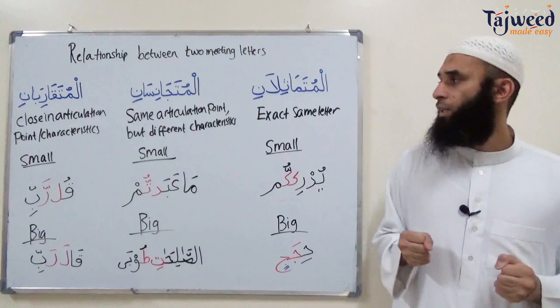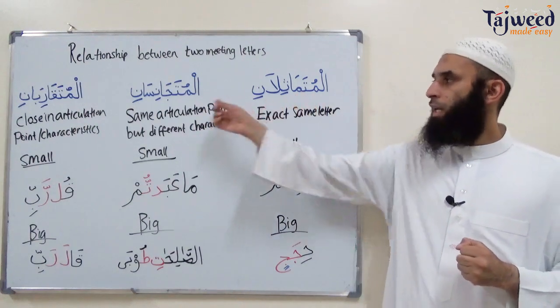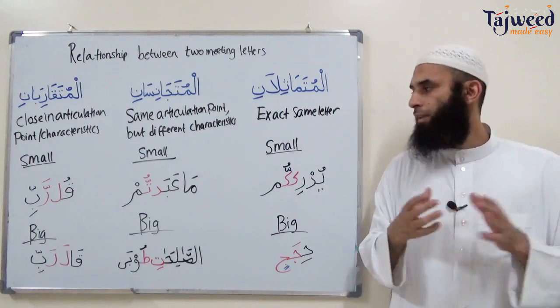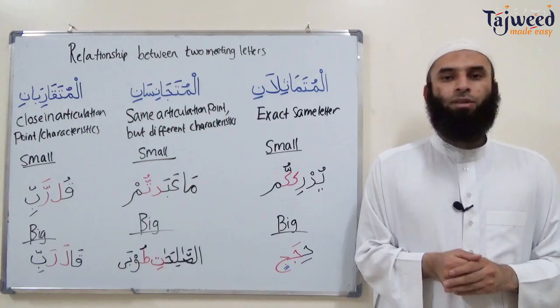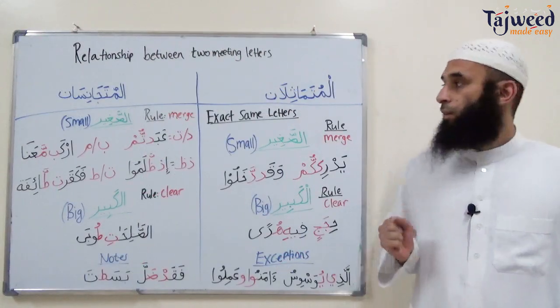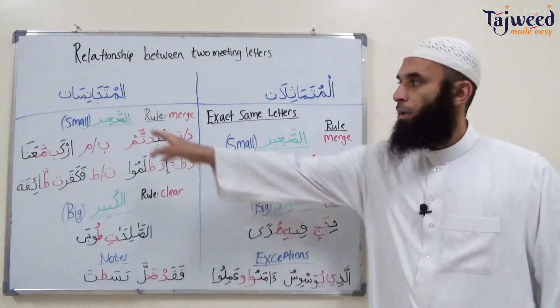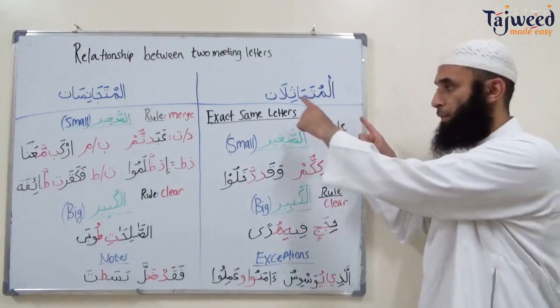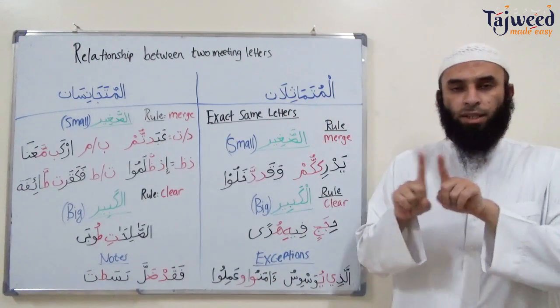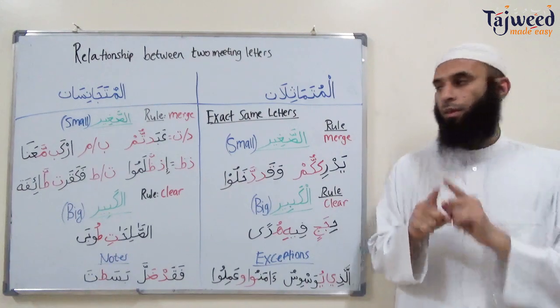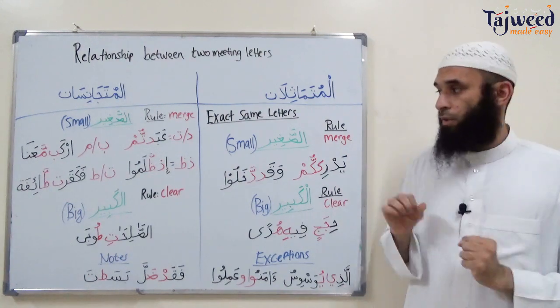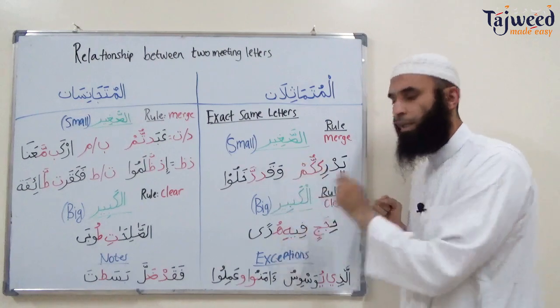Now, inshallah, we're going to find out in more detail al-mutamathilan, al-mutajanisan, how we apply this rule, and the exceptions as well. So we have here on the board al-mutamathilan, al-mutajanisan. Al-mutamathilan, we said the two exact same letters next to each other. So there are two scenarios, two situations. It can be as-saghir and al-kabir.